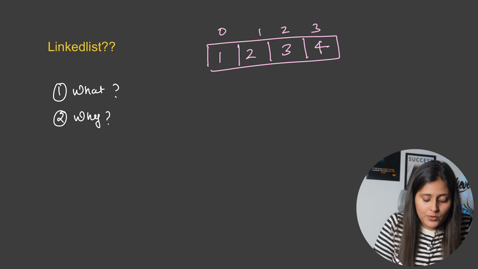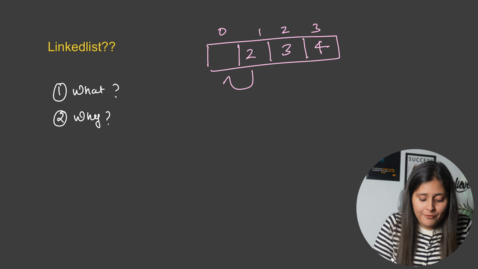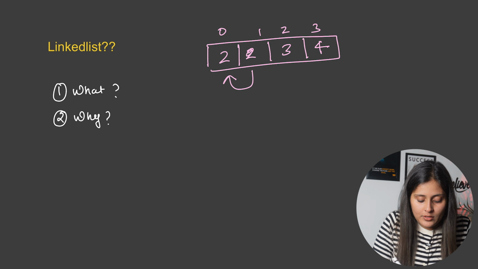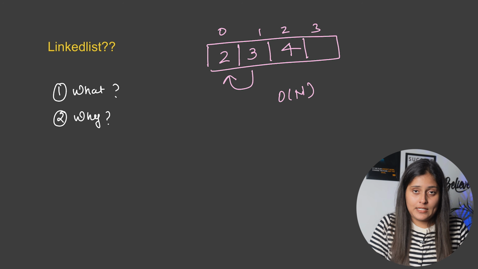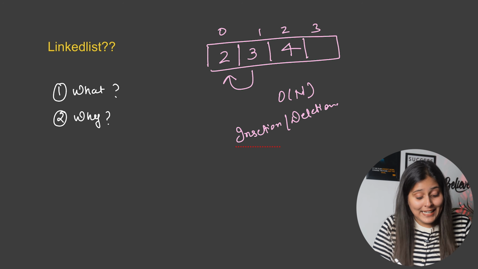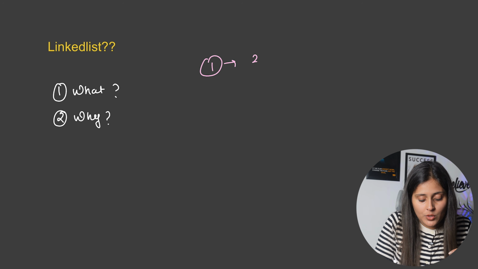So here if we want to delete an element 1, then in that case we have to move every element one space forward. Means 2 will come here, 3 will come here and 4 will come here, and that will take O of n time complexity. Means insertion and deletion will take O of n time complexity in array. But in linked list that was not the case. How? So this is how linked list structure looks like.